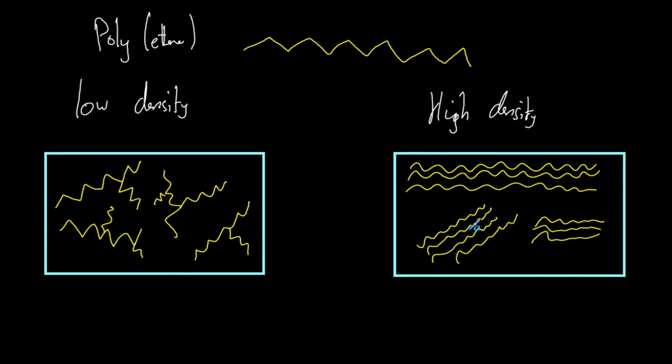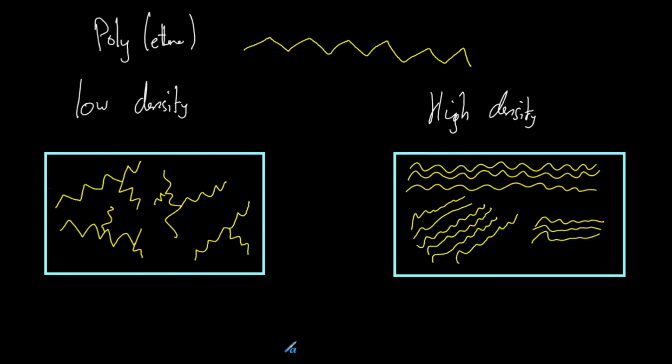We have layers forming. And how many molecules fit into this left-hand box? Well, 1, 2, 3, 4. And I haven't even filled the box, which I could carry on and carry on like so. How many fit in here? Well, it's definitely more than 4. And that is why we call this one high density polyethylene and this one low density polyethylene.